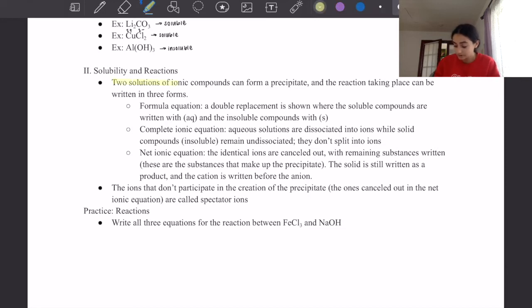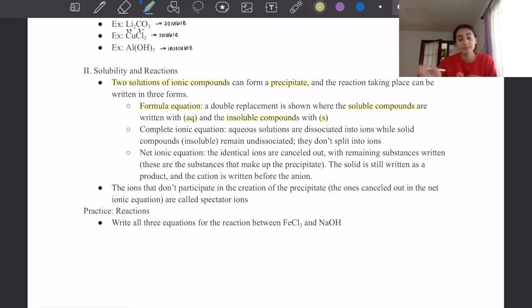Two solutions of ionic compounds, so two compounds that are soluble, can form a precipitate in another solution. This reaction that takes place can be written out in three different equations. We have the formula equation where just the double replacement is shown. So the soluble compounds are written with AQ and the insoluble compounds are written with S. And AQ is aqueous, and that is different than liquid because aqueous represents a solution, whereas liquid just represents the liquid form of a compound. And the insoluble compounds are written with S because they are a precipitate and will not dissolve.